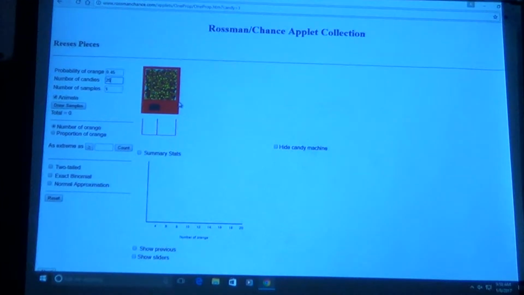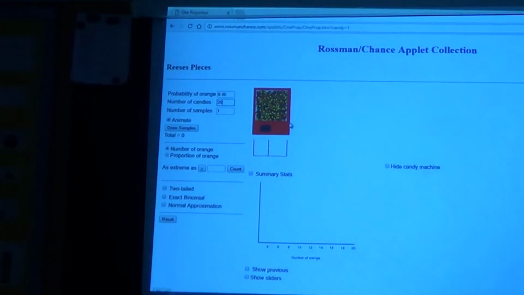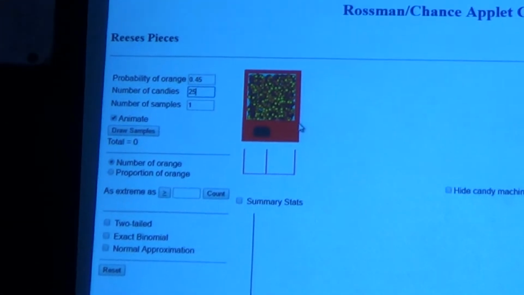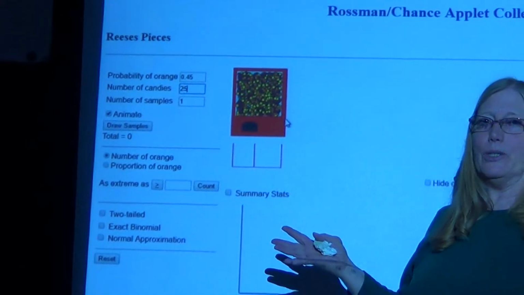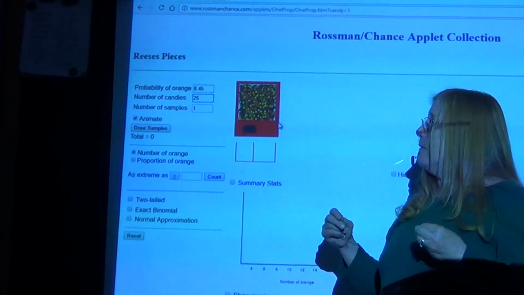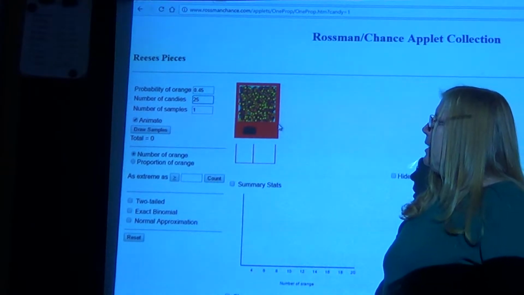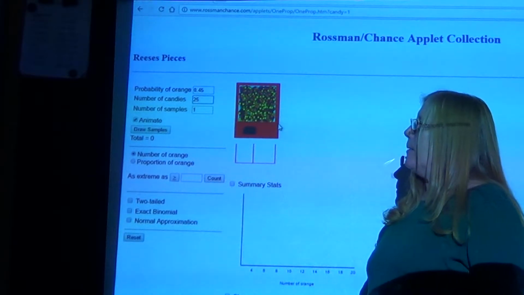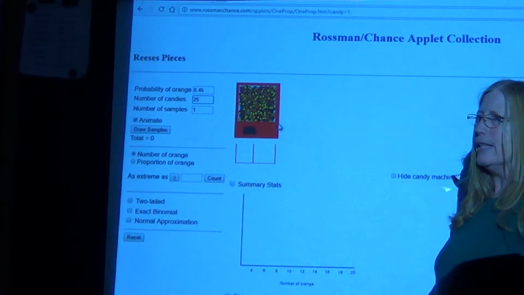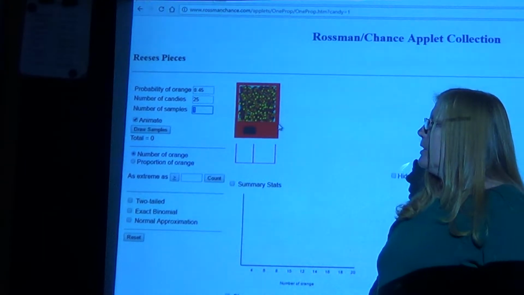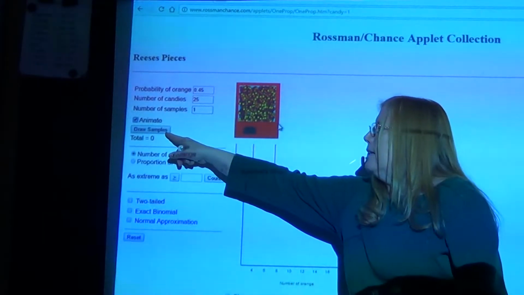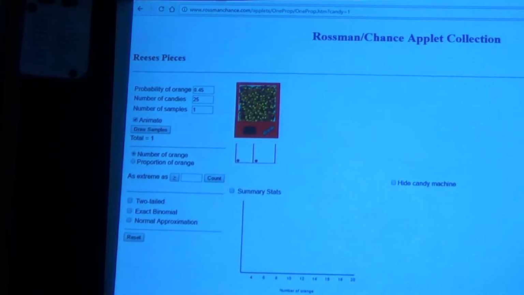That's our true parameter, P. Because we know the true parameter, which we don't often come to situations knowing, we get to evaluate whether P hat is doing a good job or not. So the number of candies in each sample, we'll do 25, so that's good. And we're going to take one sample. So hit draw sample, and let's see what happens.